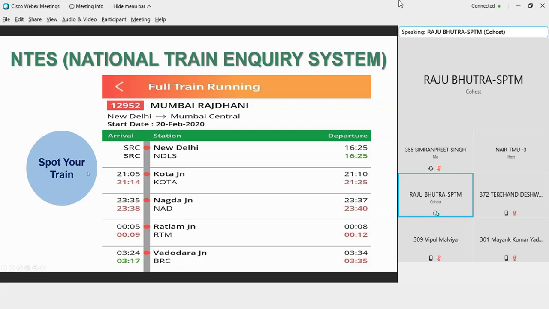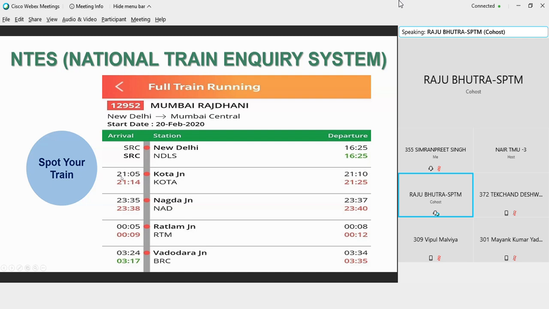So this is the screen which we get after using this feature, spot your train. For example, in case of Mumbai Rajdhani Express 12952, the screen is showing the journey of the train from New Delhi to Mumbai Central on a particular date. So it started from New Delhi at 16:25, and the timing shown in red indicates the expected time of arrival and expected time of departure.